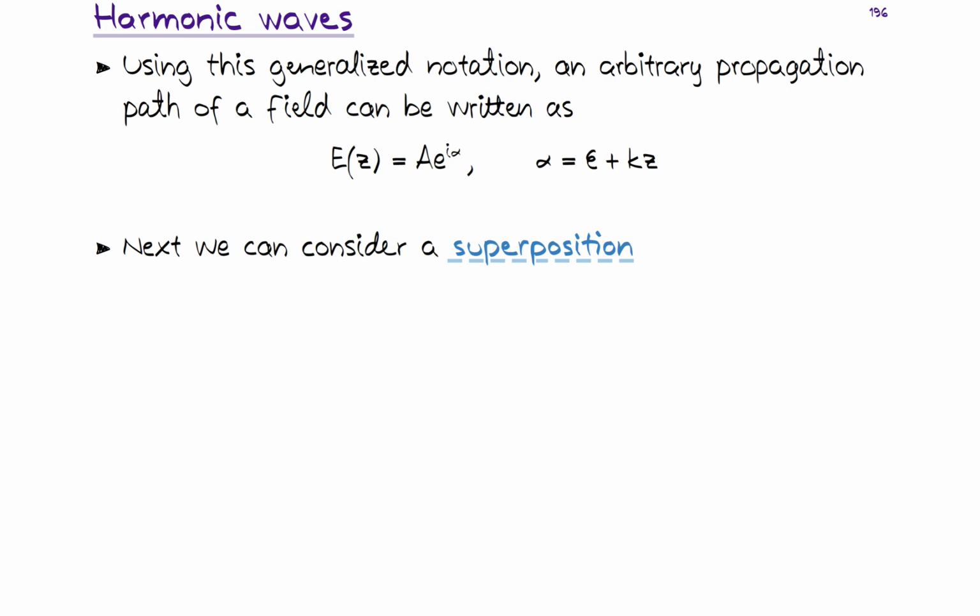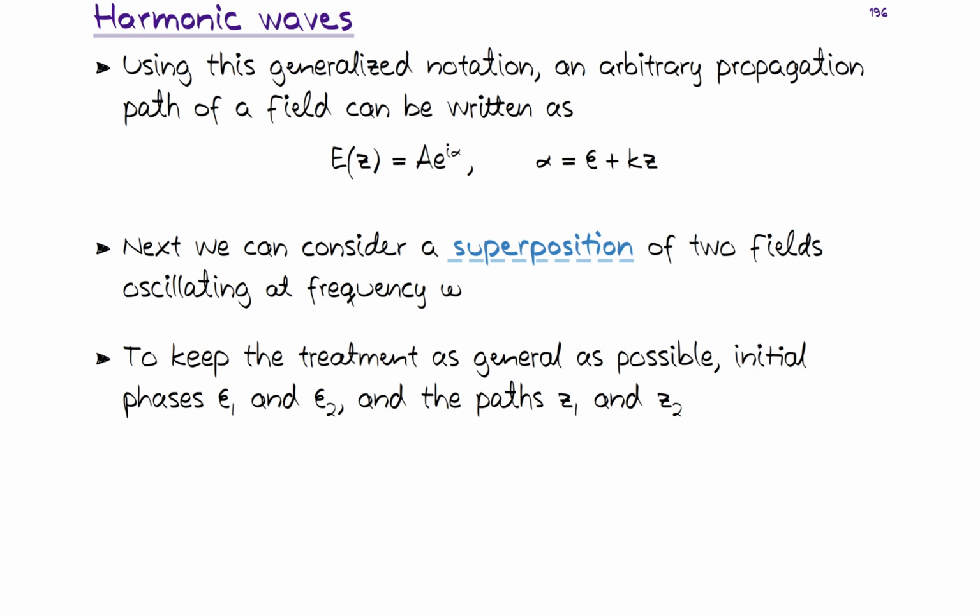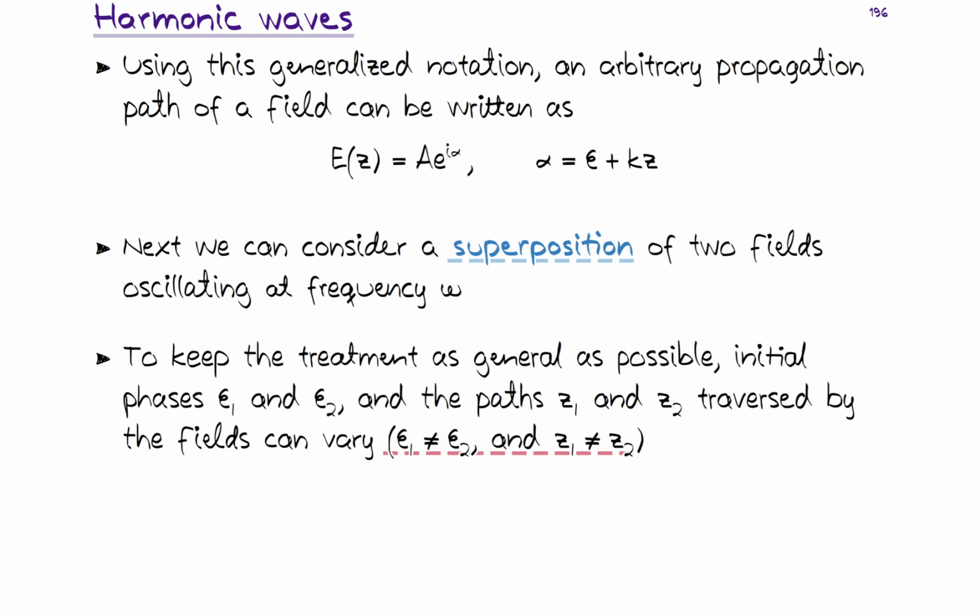So let's now take two of these fields and let them interfere. Let's consider a superposition of two fields that are oscillating at the frequency omega. We want to keep the treatment as general as possible, so let's assume we can have two different initial phases, epsilon 1 and epsilon 2, and the paths Z1 and Z2 that the two fields traverse are different. Mathematically put, we assume that epsilon 1 is different from epsilon 2 and Z1 is different from Z2. Let's now calculate the fields.